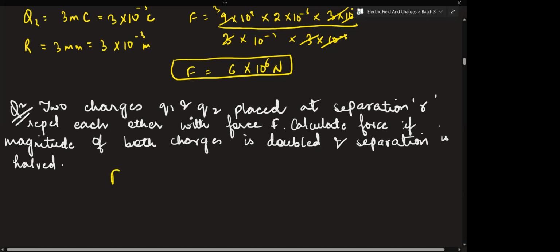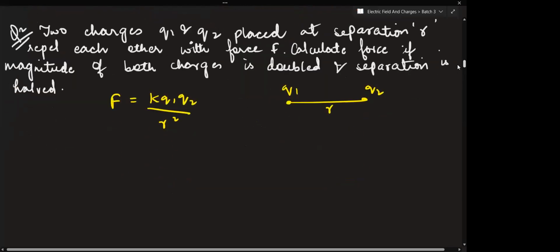See, for force first, F that you have, this is what? K Q1 Q2 divided by R square, no? This is when the charge is Q1, other charge is Q2, separation between them is R. But what is the question saying? The question is saying that the charge has been doubled, means it is 2Q1, this is 2Q2, and the separation is half, means R by 2 is there. So F prime will be what?